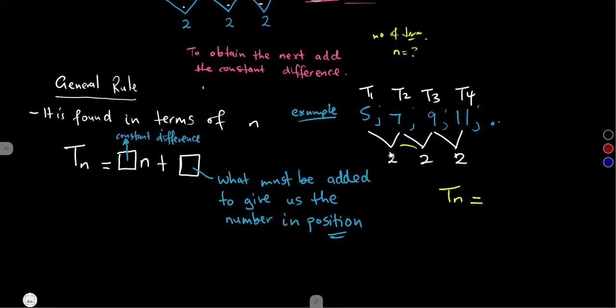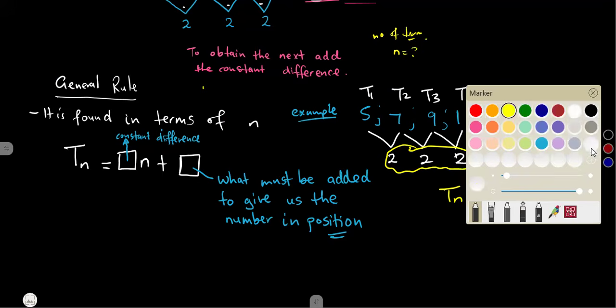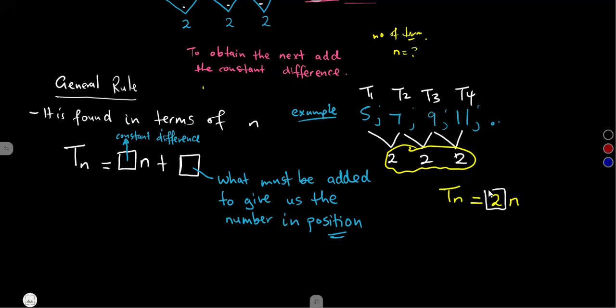What is our constant difference? It is our 2. So this 2 is the one that we are talking about here, the constant difference. This is the number that you're going to put here. So it's going to be 2n. Remember, we said we need a number here. So that number is what? Is 2. The constant difference. So what we are going to need, guys, is the number that is supposed to be added here to give us the number in position. So this is what I want you to understand. We are saying to give us the number in position.